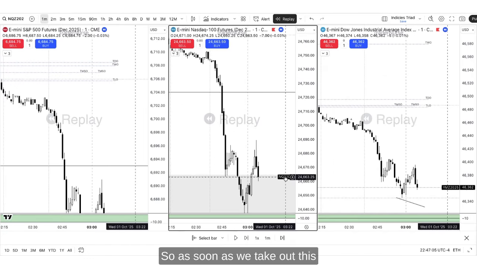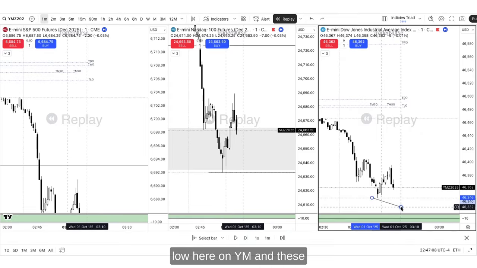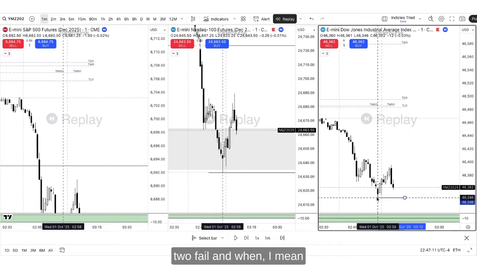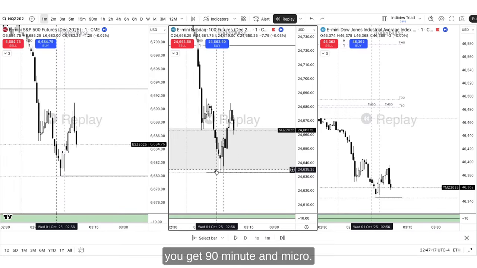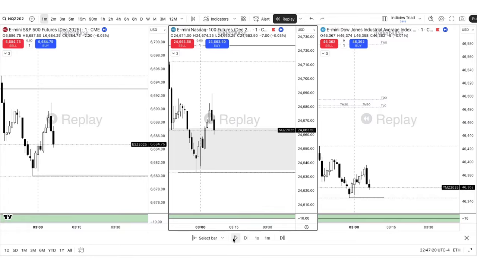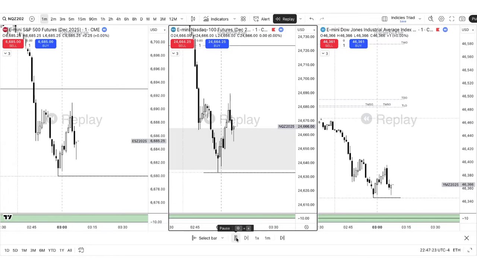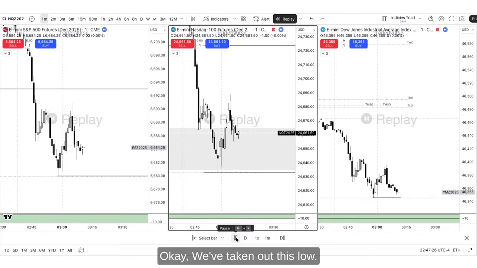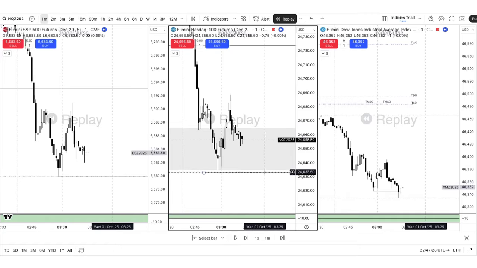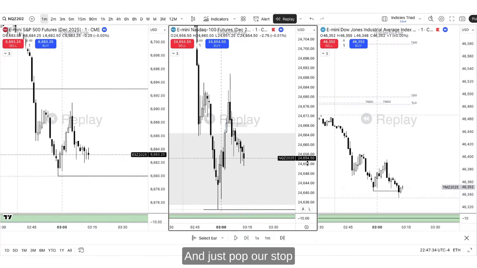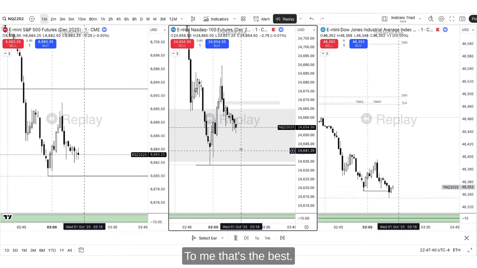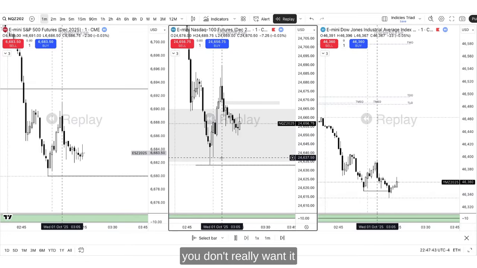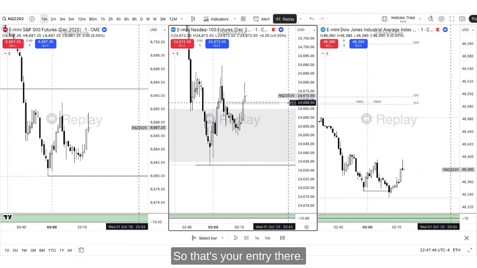Right, so as soon as we take out this low here on YM, right, and these two fail, and when I mean simultaneous sequential SMT, you get 90-minute and micro. Okay, so if we just play that through. Okay, so we're about to take out the low here. Okay, we've taken out this low, right? What do we want? We want to inverse above this, okay, and just pop our stop at the low. All right. To me, that's the best, and I would pop it below this low here because you don't really want it coming closer than that. So that's your entry there.